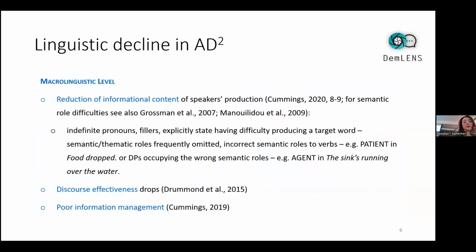And when we're looking at the microlinguistic level, we find that there is an overall reduction in the information content of speakers' production, and that can be easily measured by looking at the use of indefinite pronouns, fillers, and explicit statements from speakers that they cannot find the appropriate word, but also by looking at changes with thematic roles that are often omitted or incorrectly used or incorrectly assigned. Overall, there is a drop with regard to their discourse effectiveness, and we find that in speakers' production with AD, there is poor information management, hence the repetitions or omissions, etc.